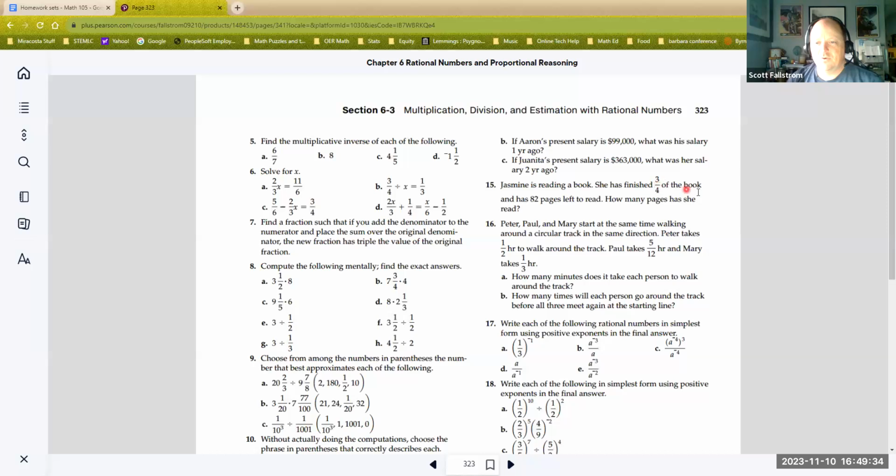So she finished 3/4 of the book and has 82 pages left to read. Once again, if you finish 3/4 of the book, how much of the book is remaining? If 3/4 are done, you have 1/4 left. So 1/4 is 82 pages.